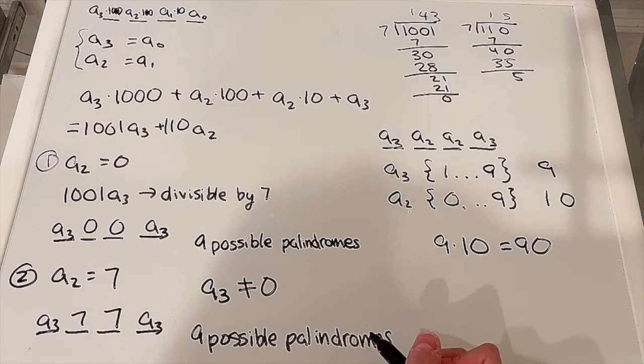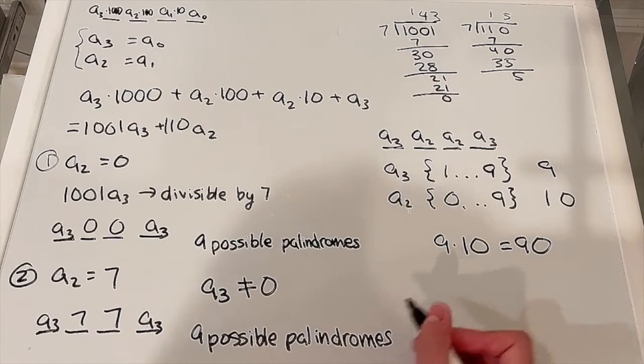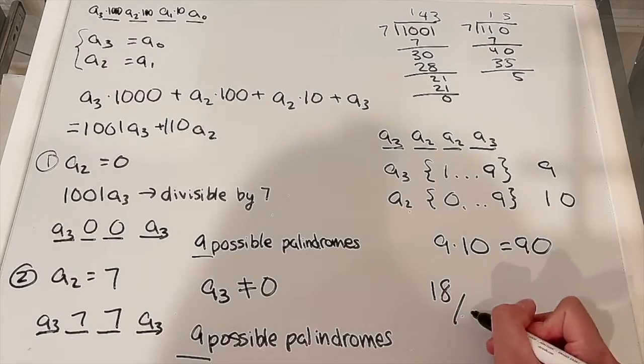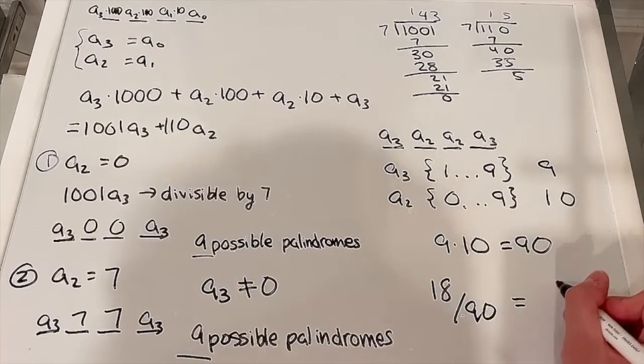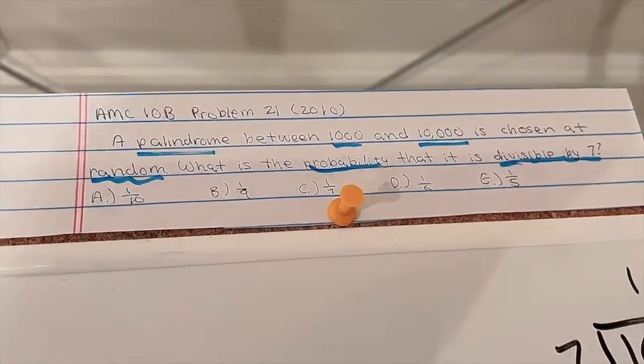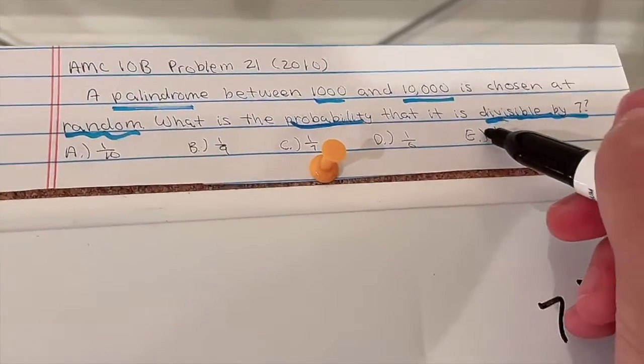The probability that the palindrome between 1,000 and 10,000 is divisible by 7 would be these two, 18 over 90. And then if we simplify that, we get 1/5. And then looking at the answers, we can tell that the answer will be E, 1/5.